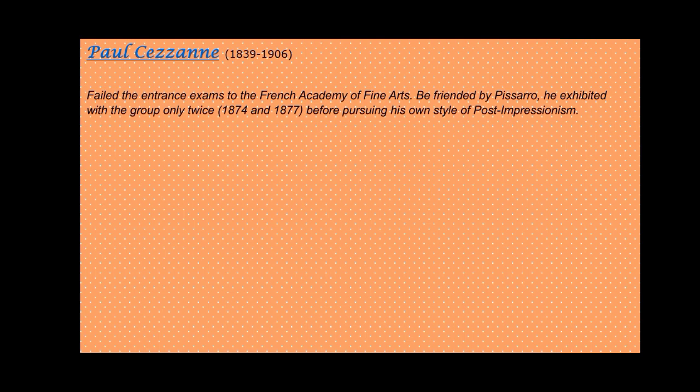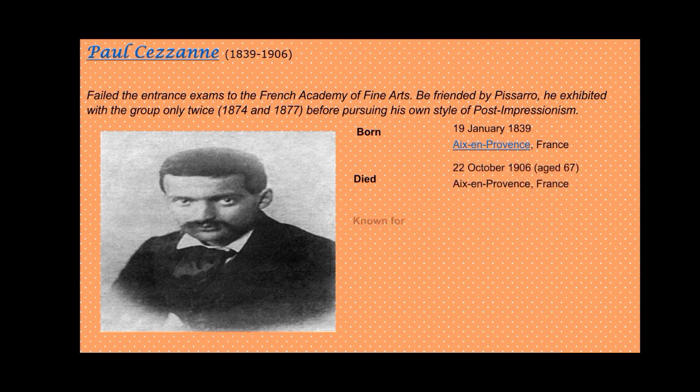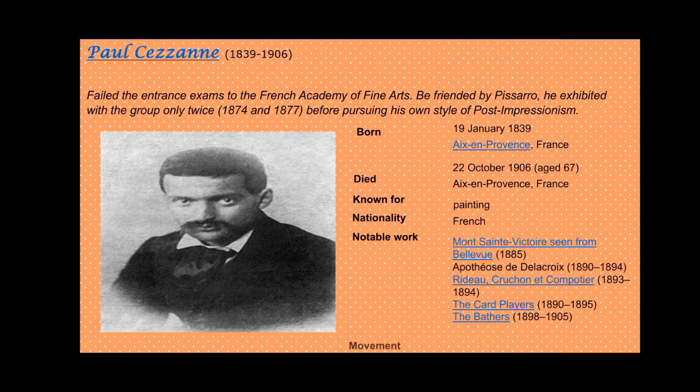Moving on to Paul Cézanne, another impressionist. He failed the entrance exams to the French Academy of Fine Arts and was befriended by Pissarro. He exhibited with the group only twice before pursuing his own style of post-impressionism. He was born on January 19, 1839 in Provence, France, and died at the age of 67.